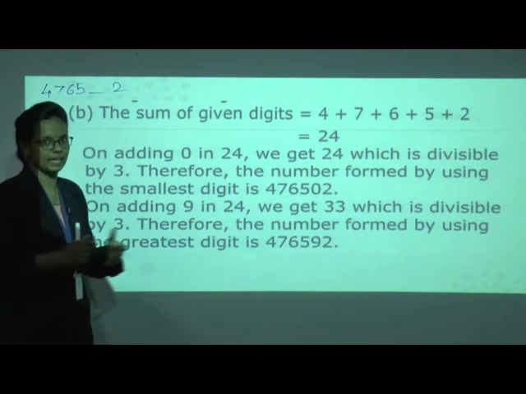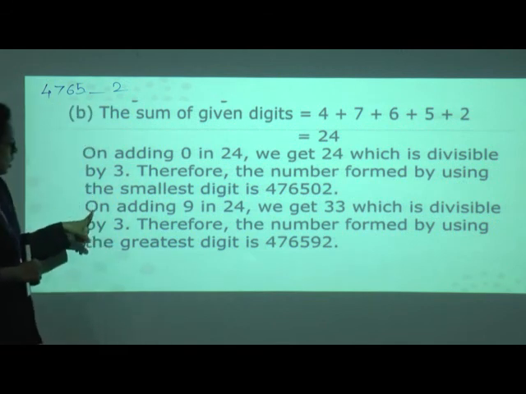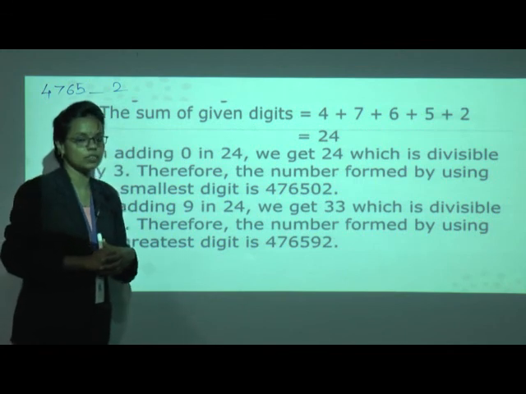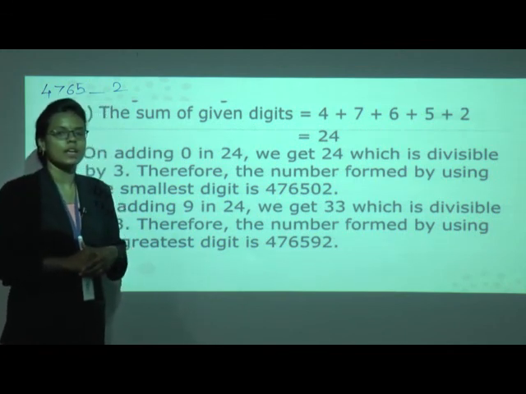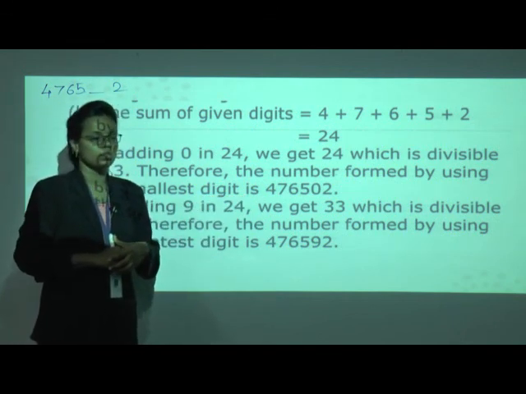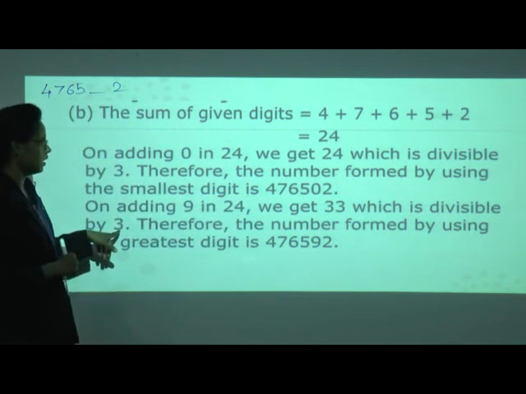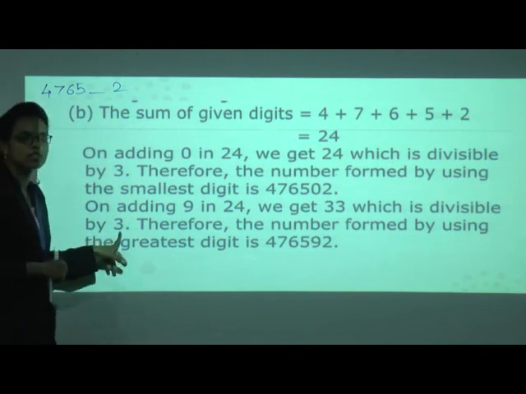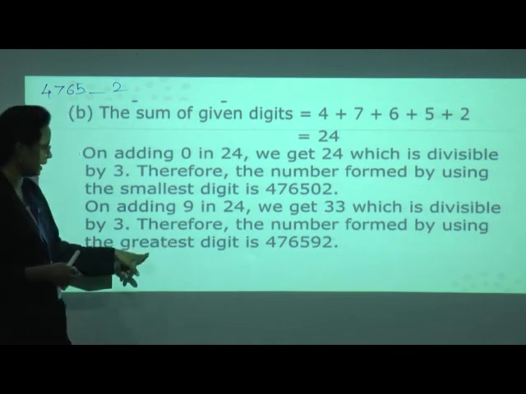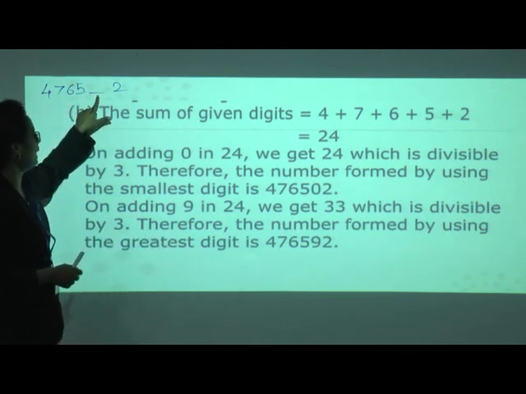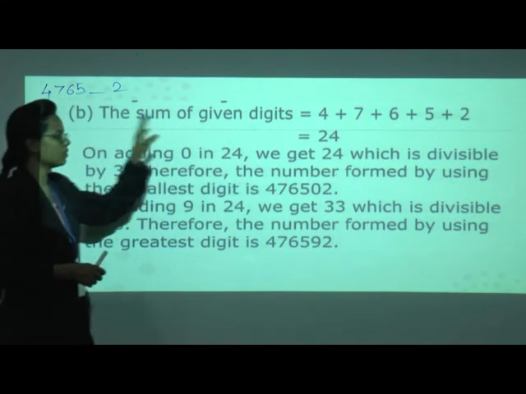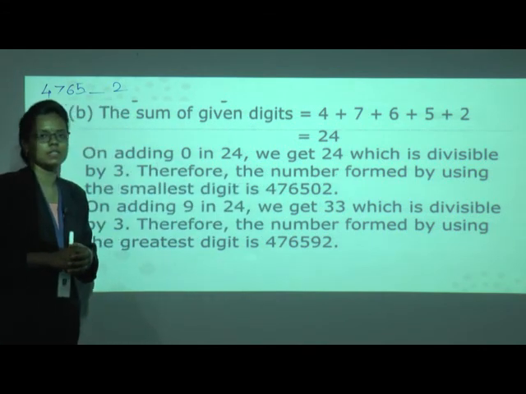Now we have to find the greatest number. On adding 9 to 24, we get 33. The greatest one digit number is 9. If we add 9 to 24, we get 33, which is divisible by 3. So the number formed by keeping the greatest digit 9 in the blank space gives the sum 33, and the number is divisible by 3.